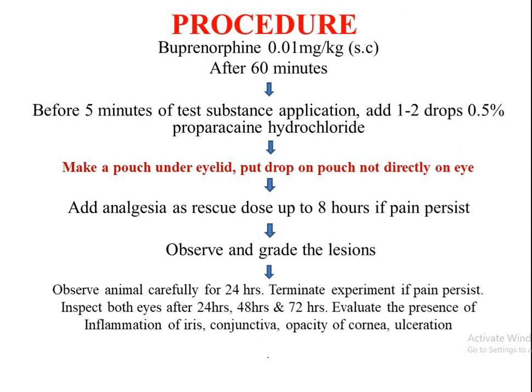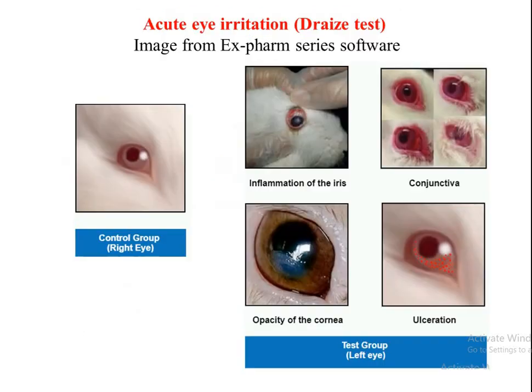After 24 hours, 48 hours and 72 hours we will inspect both eyes and evaluate the presence of inflammation of iris, conjunctiva, opacity of cornea and ulceration. So this will be the normal procedure. After the administration of test substance in the left eye, we will compare it with the right eye. This is the right eye and this is the left eye.